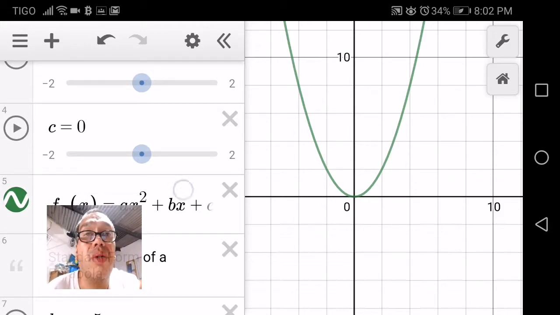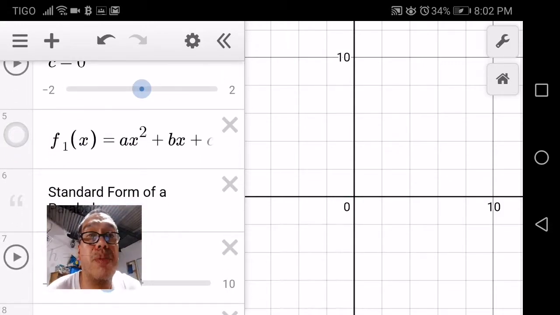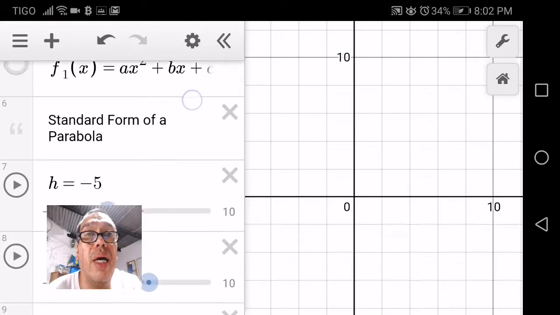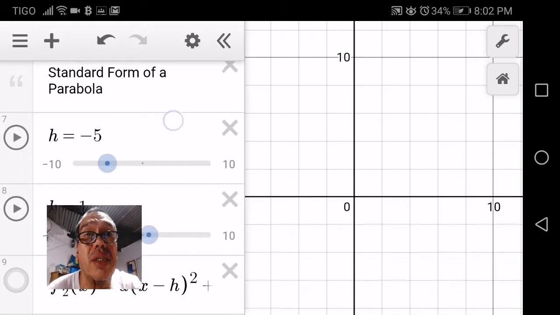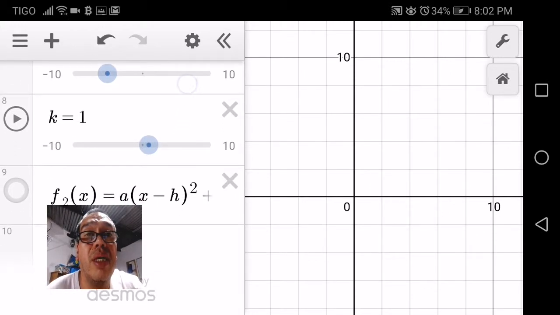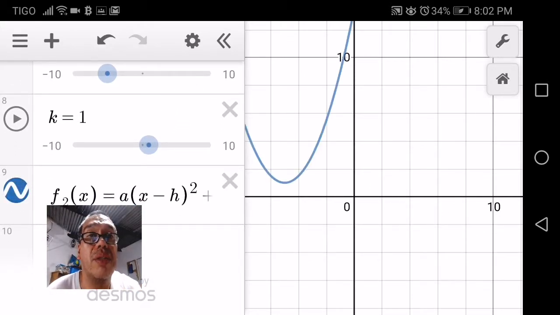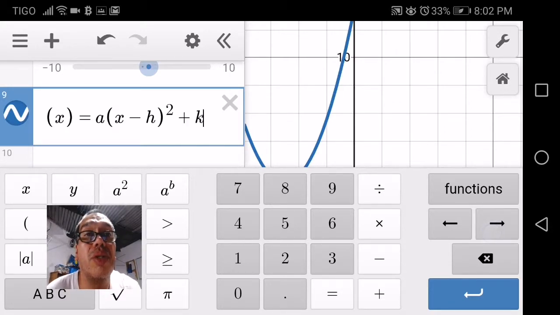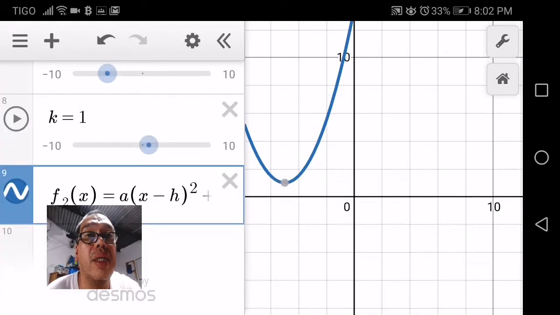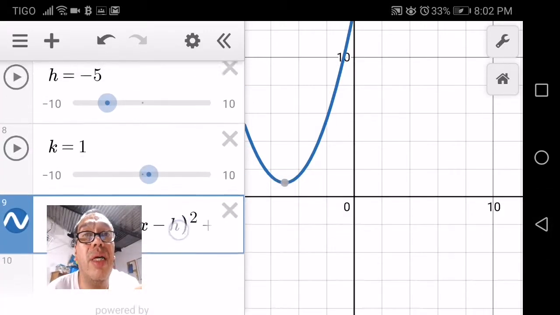And now we're going to make it go away by just pressing this little button, and we're gonna look at a more interesting form, the standard form of the parabola. Now here is a parabola in standard form, and I don't know where it came from, but I know its algebraic form. This is a times x minus h squared plus k. That's the standard form of a parabola.